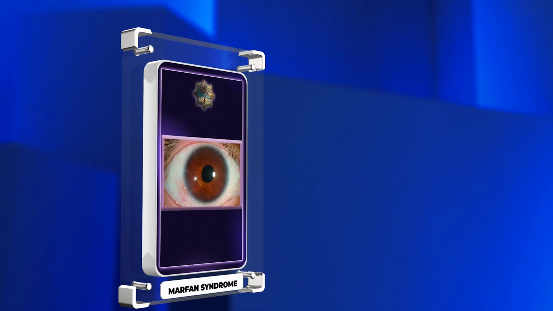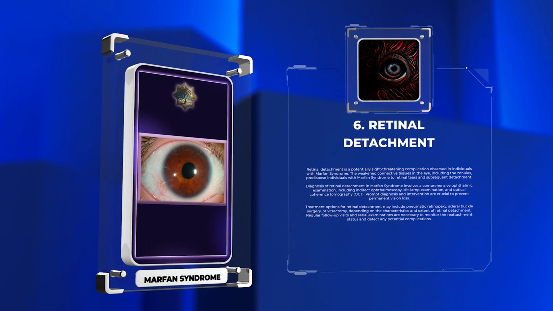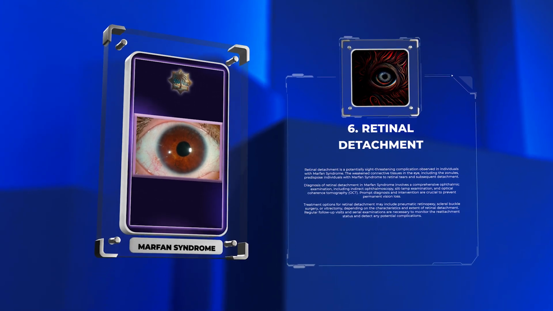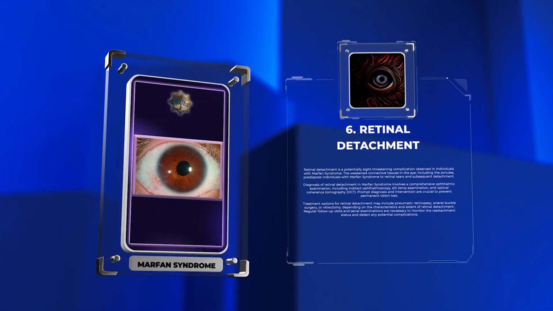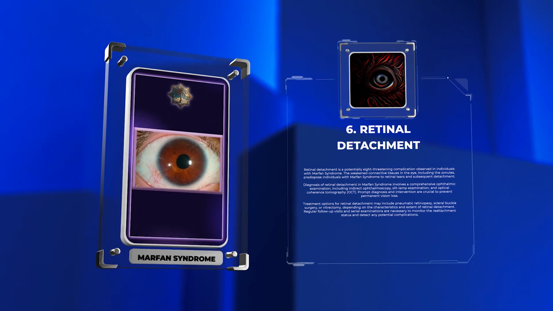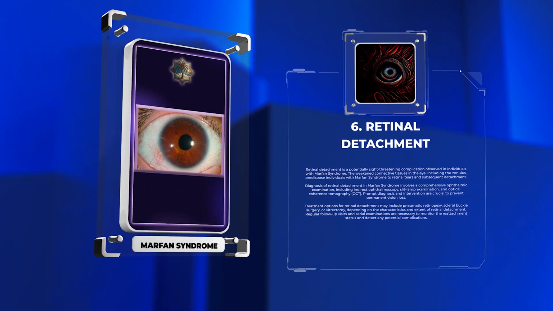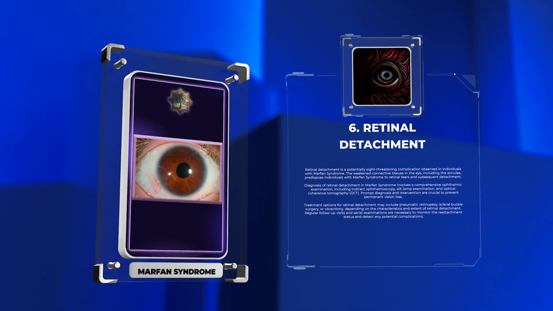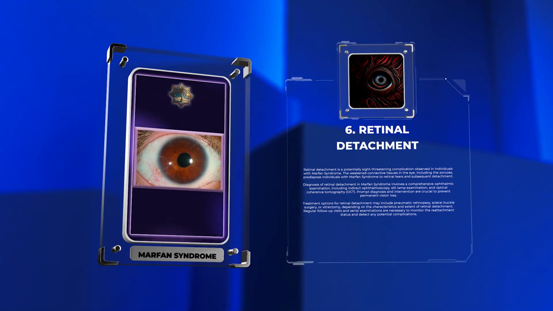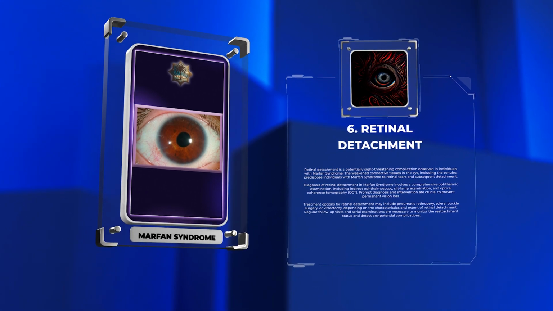Retinal detachment is a potentially sight-threatening complication observed in individuals with Marfan syndrome. The weakened connective tissues in the eye, including the zonules, predispose individuals with Marfan syndrome to retinal tears and subsequent detachment. Diagnosis of retinal detachment in Marfan syndrome involves a comprehensive ophthalmic examination, including indirect ophthalmoscopy, slit lamp examination, and optical coherence tomography, OCT. Prompt diagnosis and intervention are crucial to prevent permanent vision loss.